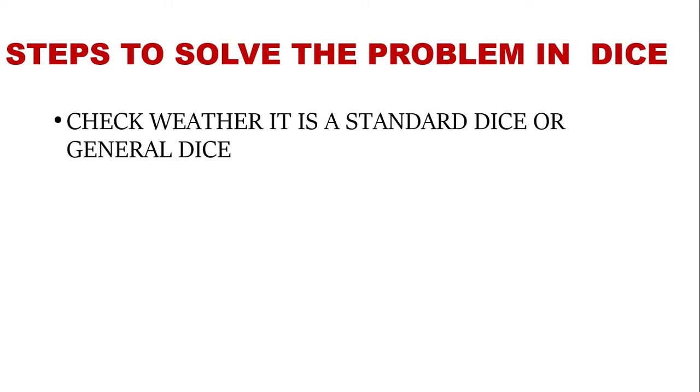The steps to solve the problems in die. Usually in examinations they will be asking die problems like find the opposite side of 6, find the opposite side of 1 or find the opposite side of 2, like that. So they will be giving different views of a particular die and they will be asking the opposite sides. So in solving the problem in die, the first step is we have to identify whether it is a standard die or whether it is a general die.